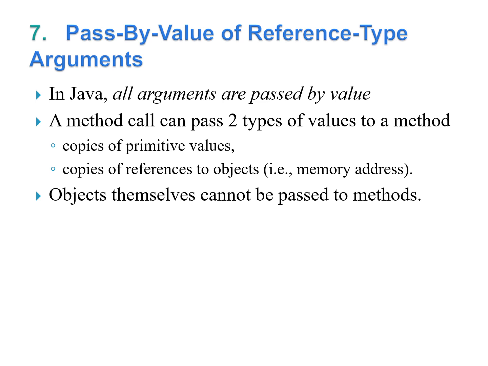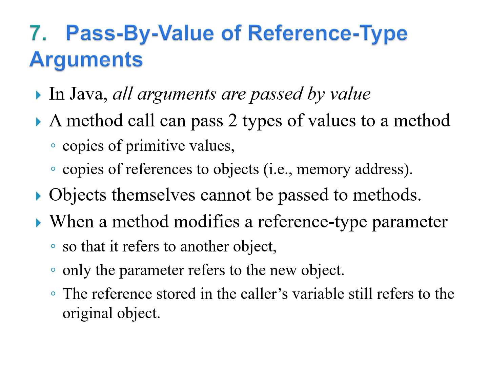And when a method modifies a reference type parameter so that it refers to another object, then only the parameter refers to the new object. The reference stored in the caller's variable that is used as the argument still refers to the original object.